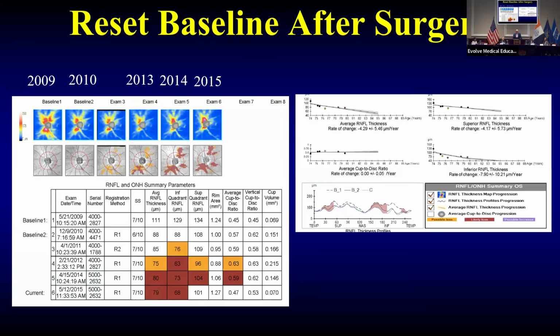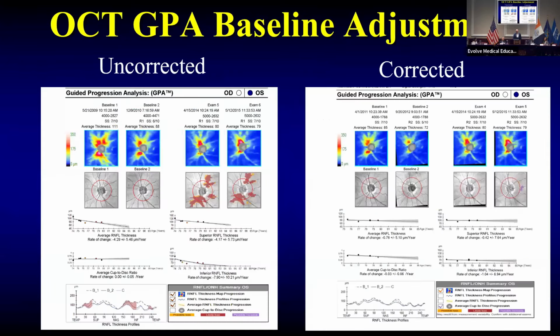And here's a patient that underwent trabeculectomy in 2012. And yet in 2013, 14, and 15, it looked like there was still progression. Was this patient really progressing, even though the intraocular pressure was in the single digits? No. In fact, you have to correct for that new baseline after the trabeculectomy was performed. And you can see, looking at the rates, that there was a rather stable rate of change in 2012 moving forward. So after correcting for the baseline in 2012, you can see that all those changes in suspected progression just virtually disappear on the GPA change analysis map.